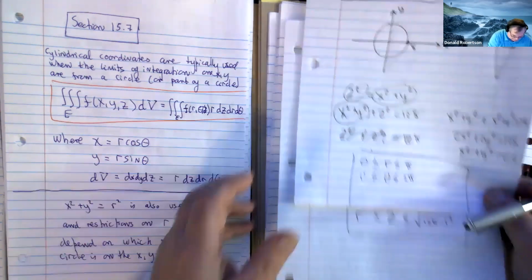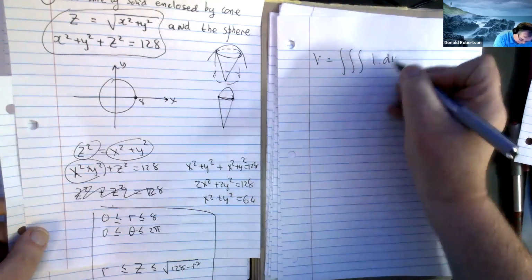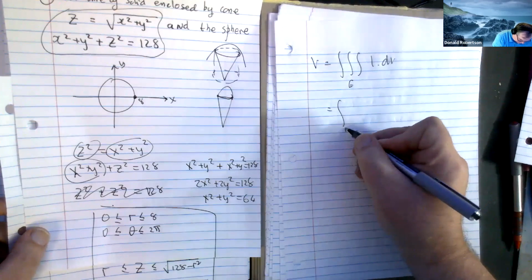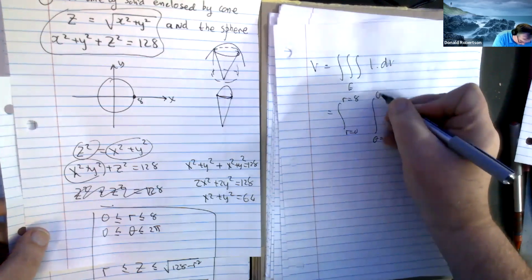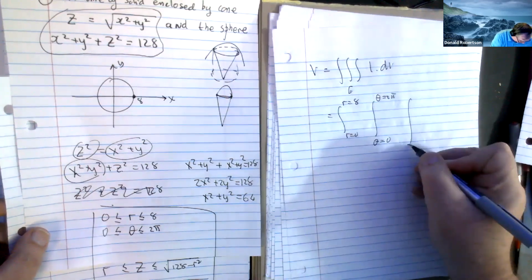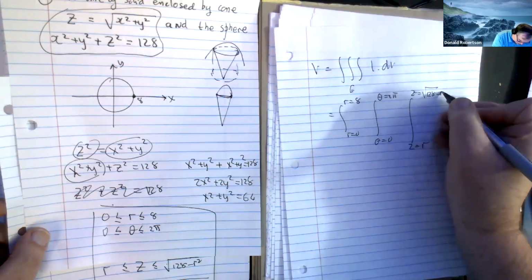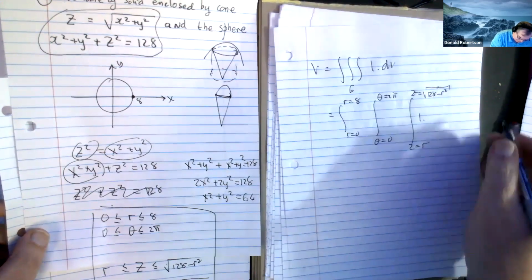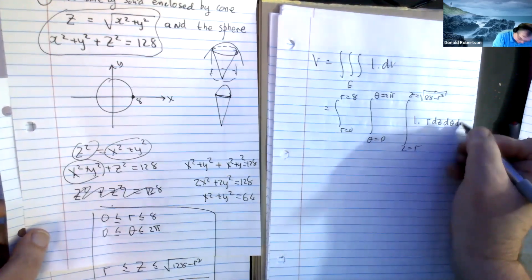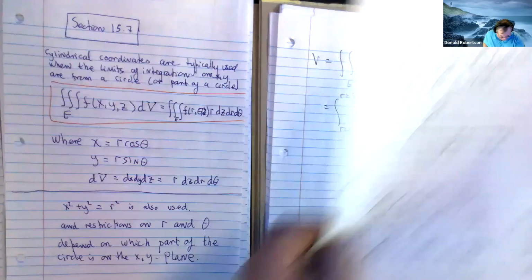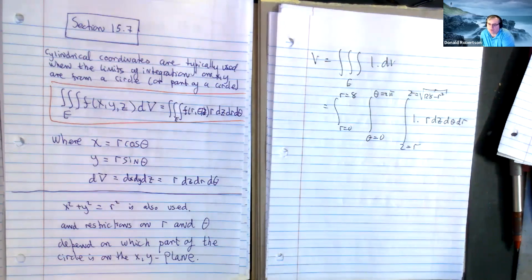Right. So the volume is the triple integral of 1. In our story, r is going to go 0 to 8. Theta is going to go 0 to 2 pi. And z is going to go from r to the square root of 128 take away r squared. Remember the r dz d theta dr. And that is ugly, but it is doable.